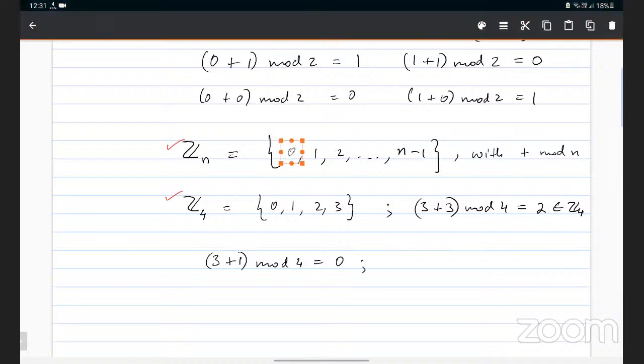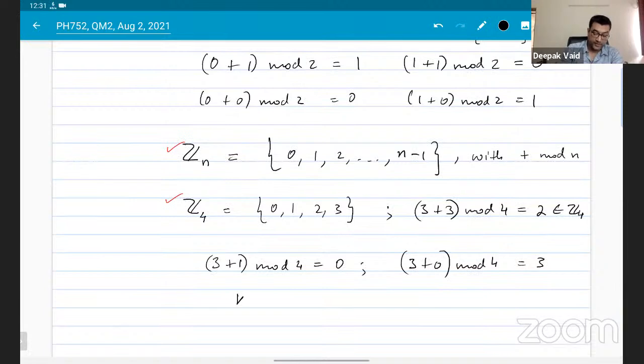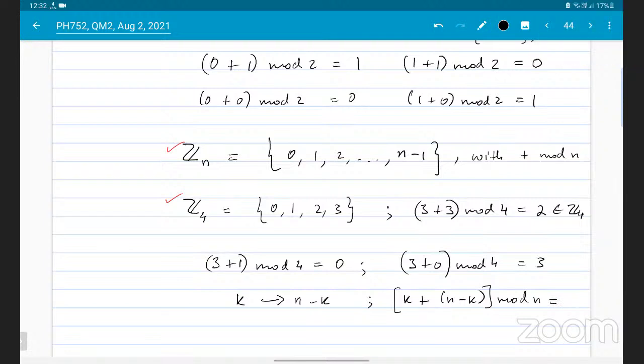So the identity is the 0 element, right? So 3 plus 0 mod 4 will just give me 3, and so on. I want the inverse. So I want the element such that 3 plus that element gives me 0, right? So for any element k, what is going to be the inverse? It's going to be n minus k. Why? Because k plus n minus k, mod n is going to be what? 0. Right.